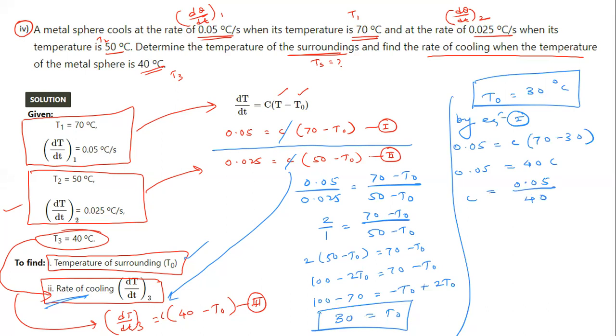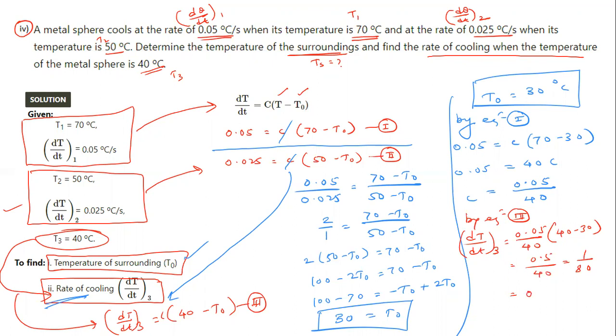And that value of C we have to substitute in equation 3. By equation 3, dT by dt, this is the third one, is equal to 0.05 divided by 40 in a bracket, 40 minus T0, which is 30. So 40 minus 30 is 10. 10 into 0.05 is 0.5. So 0.5 by 40. So it is 1 by 80. So 1 by 80 you can solve, you will get the answer.